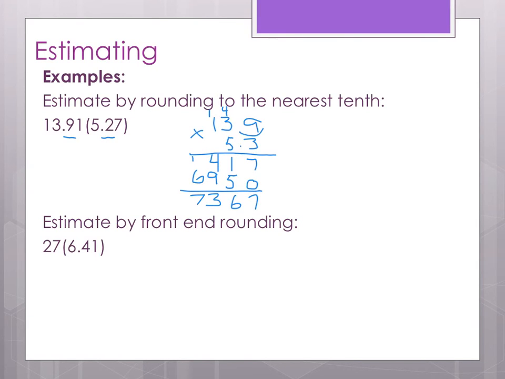And so I have to move in 1, 2 decimal places. So I move in 1, 2, and I get 73.67. So that's how I got my answer by rounding to the nearest tenth.